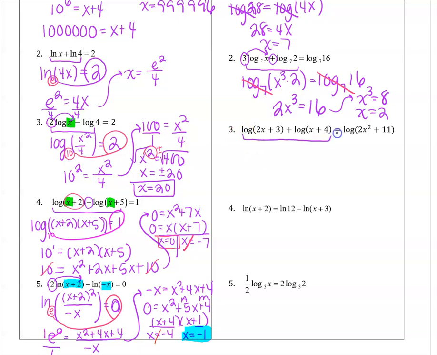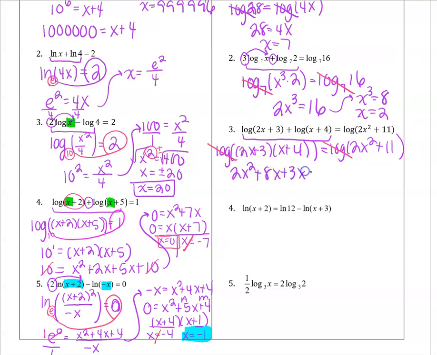All right, a little bit of multiplication here, guys. So this is log of (2x plus 3) times (x plus 4) equals log of 2x squared plus 11. Okay, so log equals log. They're both common logs. They have the same base, so I can drop them. I'm going to FOIL the left-hand side here. So this is 2x squared plus 8x plus 3x plus 12.